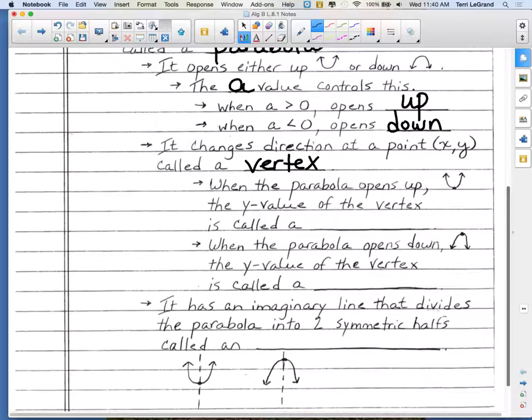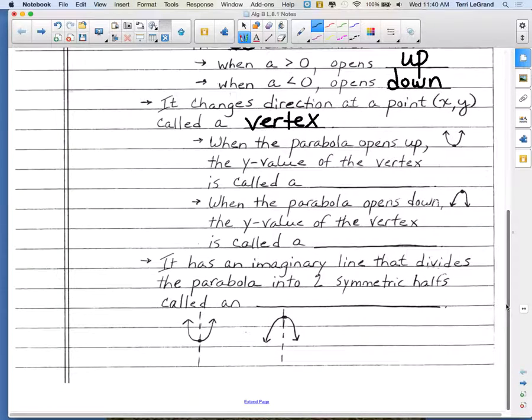So where it makes its turn, we call that the vertex. When the parabola opens up, we have the y value of the vertex, which is what for this one? 0. That is called a minimum. It's the lowest y value on the graph. It is the y value that controls the minimum or the maximum thing.